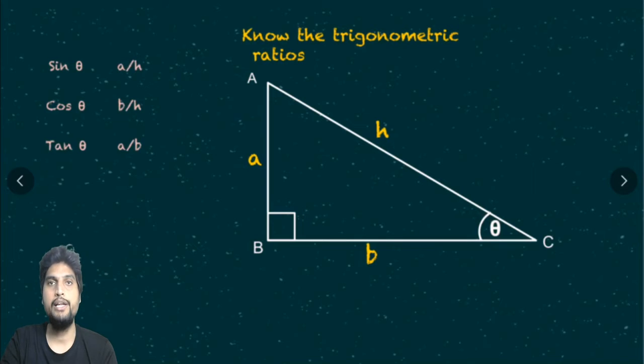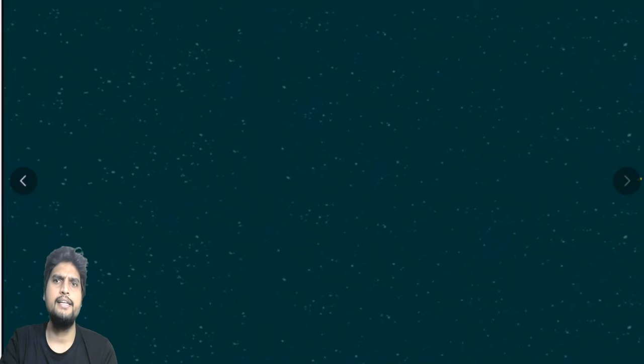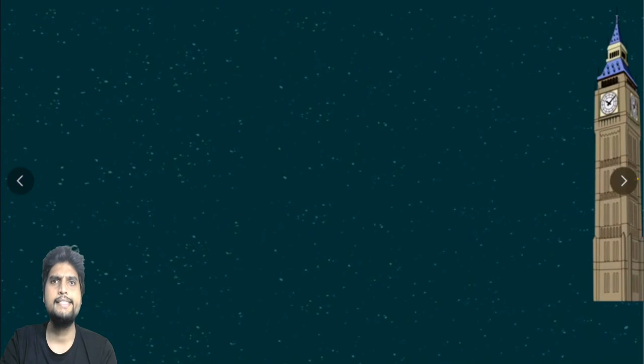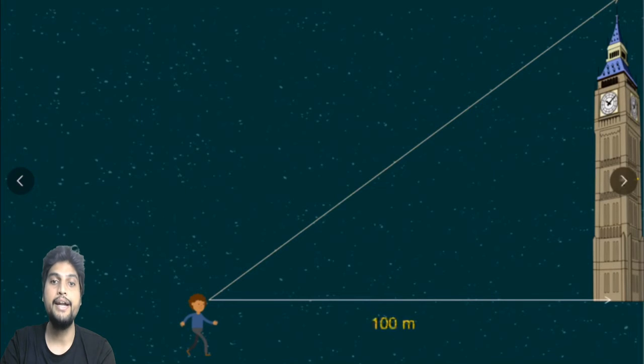What are the different values of sine, cos, and tan for different angles? You know this table, so learn this, and let's see our first example. There is a building which you are observing from a certain distance. This is called your line of sight. You're watching the top and the bottom at once from a distance of 100 meters. This angle is 60 degrees, and it is called the angle of elevation.